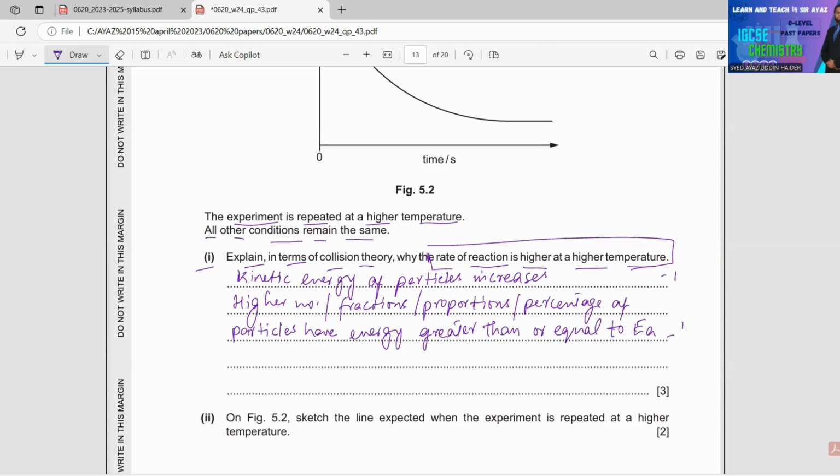Now you have to add one more statement. Now there will be higher number of particles having energy greater than or equal to the activation energy. The frequency of collision, it will increase. So you write frequency of collisions between particles increases.